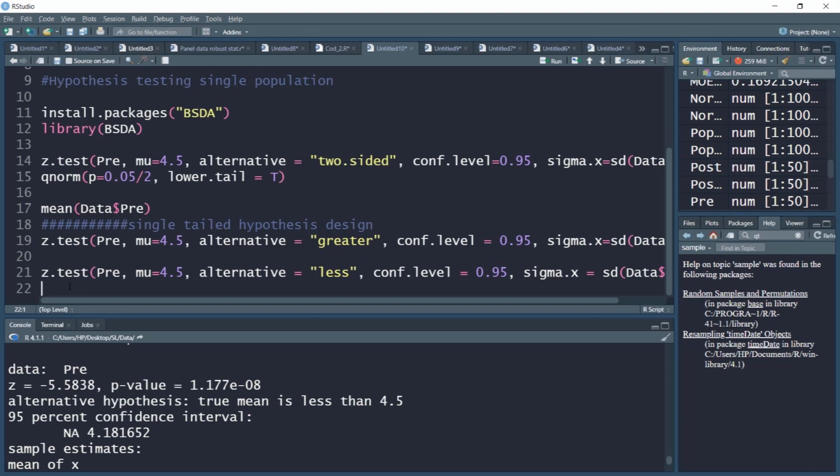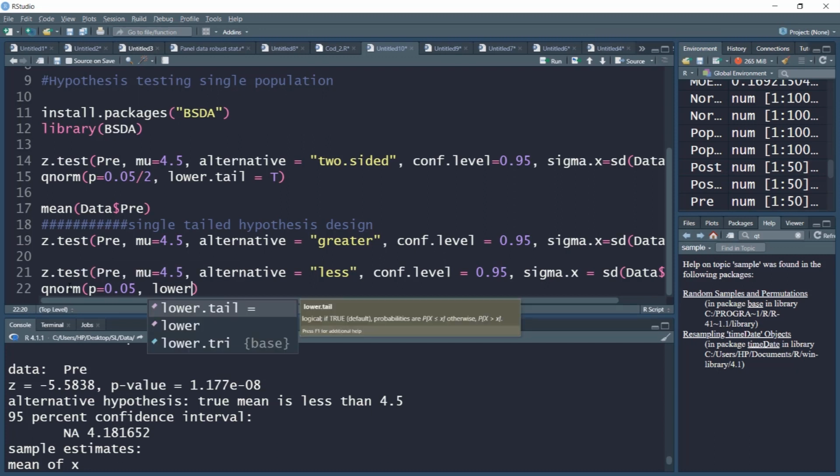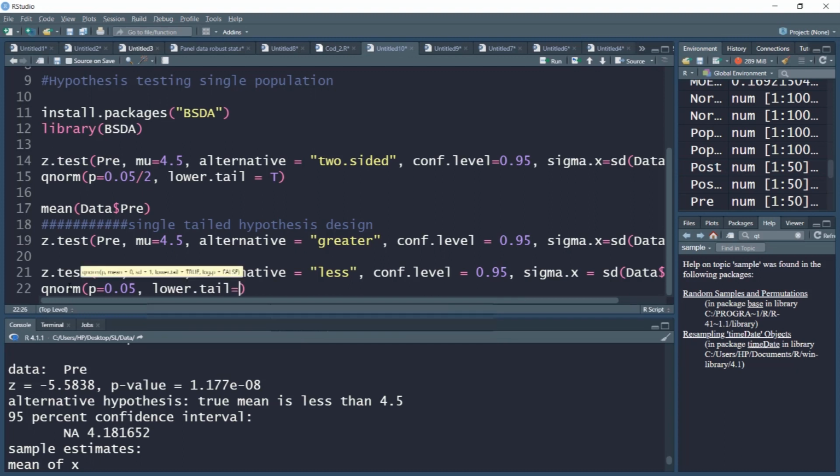If I want to test my hypothesis using critical value, I can simply compute my critical value as we did earlier with qnorm command. But in this case, I would specify my p-value or significance level as 5%, not 5 by 2, because it is a single tail hypothesis. So I'll put p equal to 0.05. Again, we already know that we are testing for whether mean is less than 4.5. We'll use lower.tail as TRUE. So we'll get a negative Z statistic.